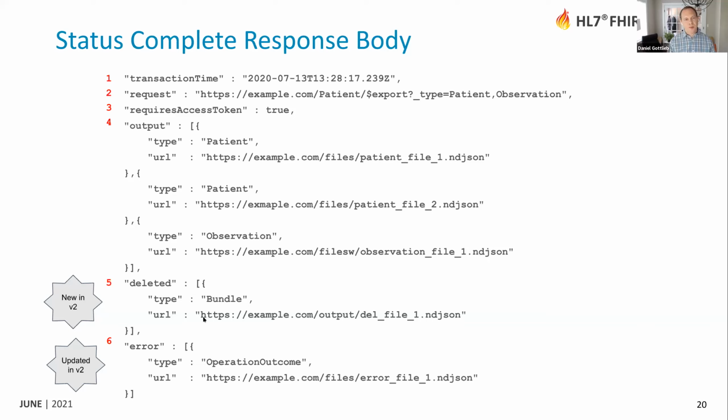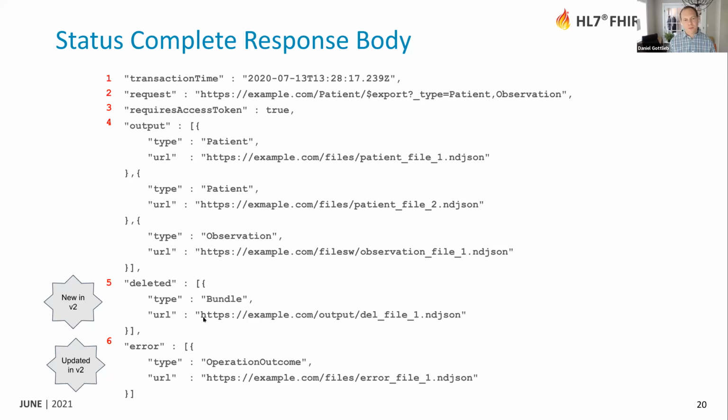The meat of the response is this output section. And this lists the ND-JSON files with the actual data inside of them. And you can see that each file has a FHIR resource type. There can only be one resource type per file, but there can be multiple files per resource type. That's always tricky. I feel like I'm going to say that wrong. In this case, we can see that the server has generated 2 files of patient data, possibly because those resources were large, and 1 file of observation data.